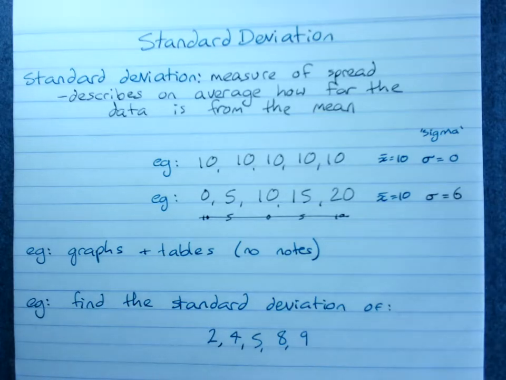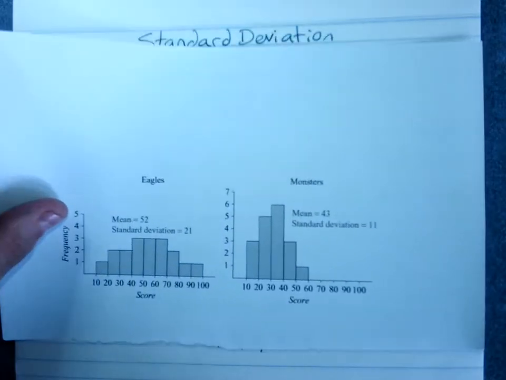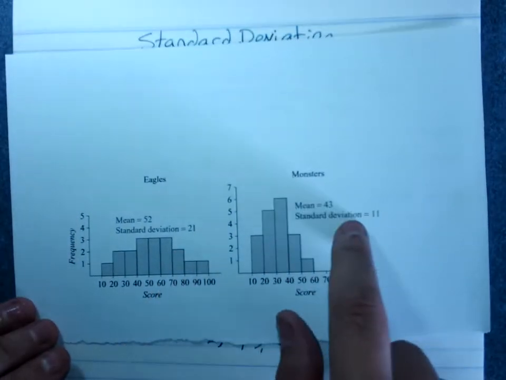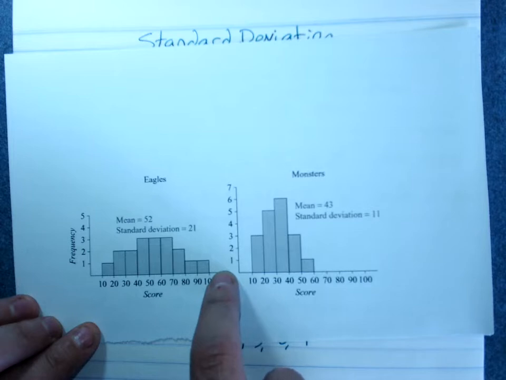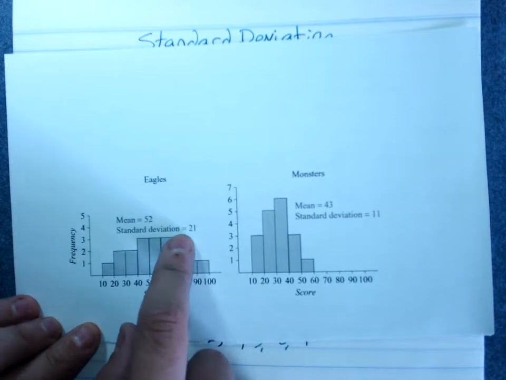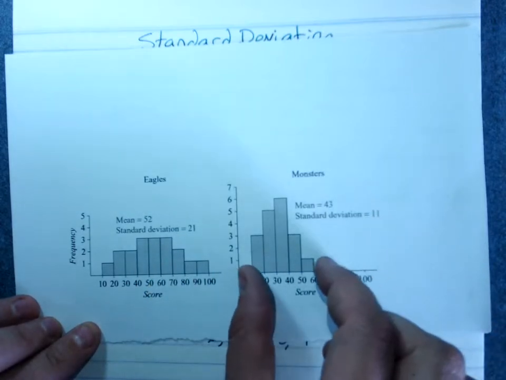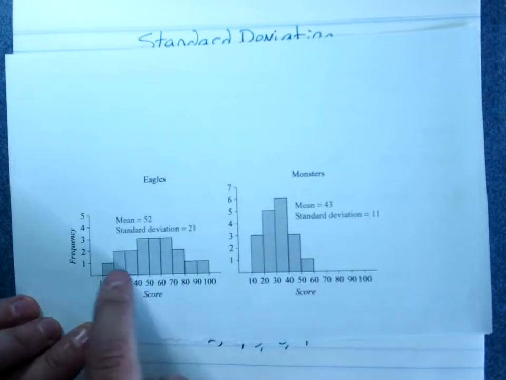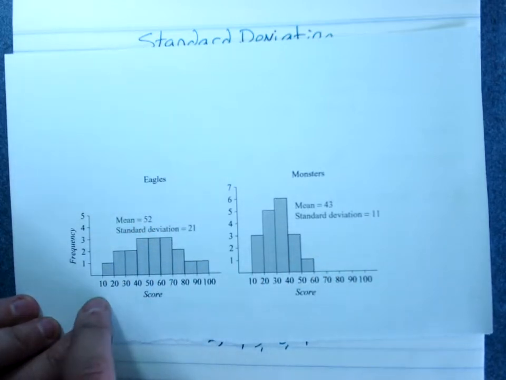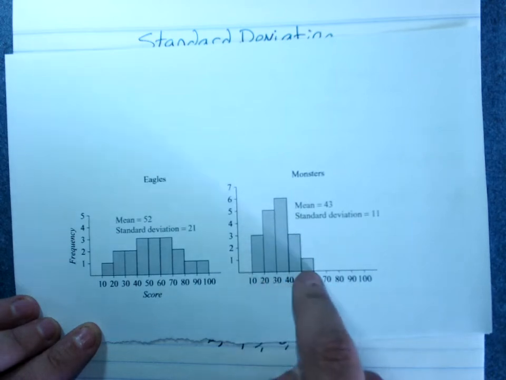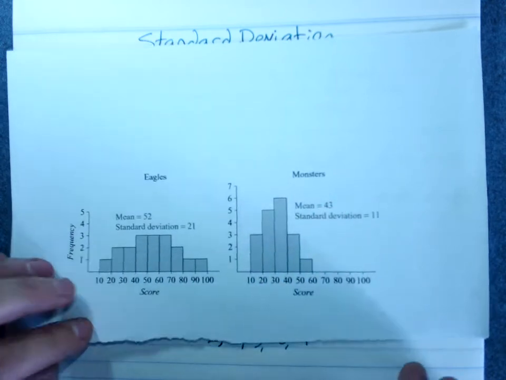No need to write these down, but you can see from data, even if the standard deviation isn't given, a data set that's more spread out has a higher standard deviation than a data set that's quite clustered. So this team here has a higher mean, but they're more variable in their scores. This team is more consistent, but does have a lower mean.